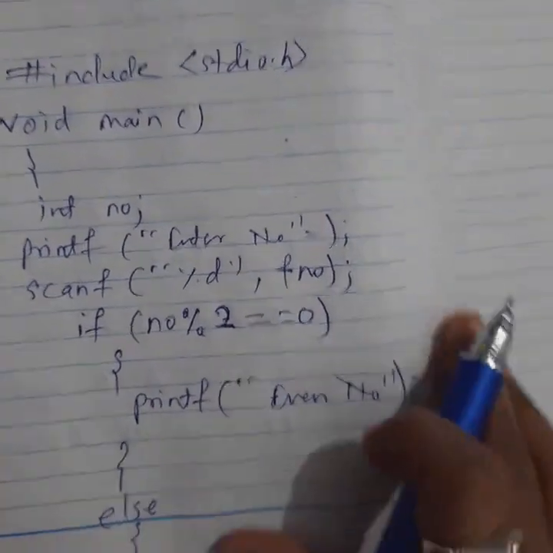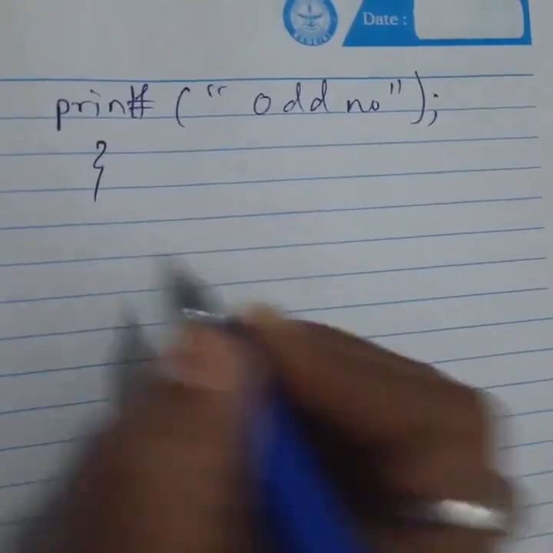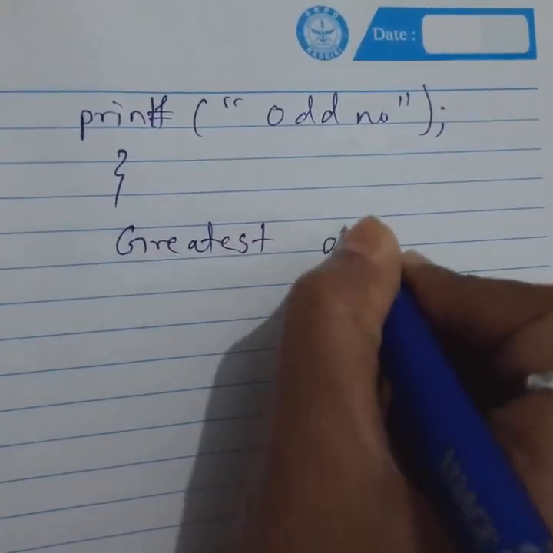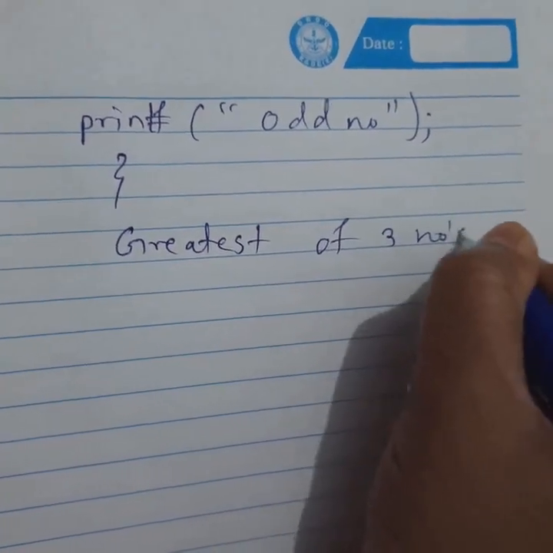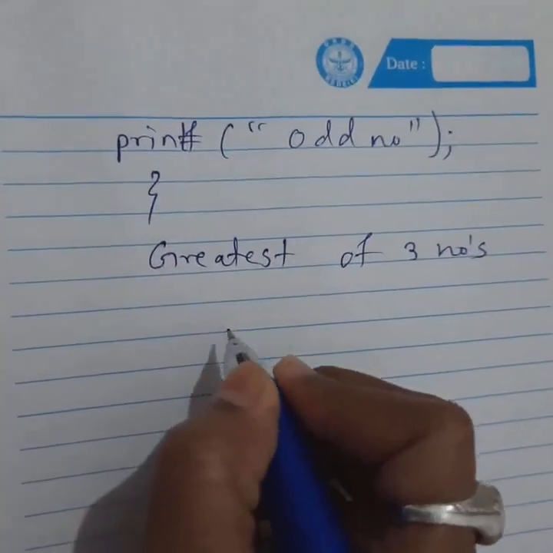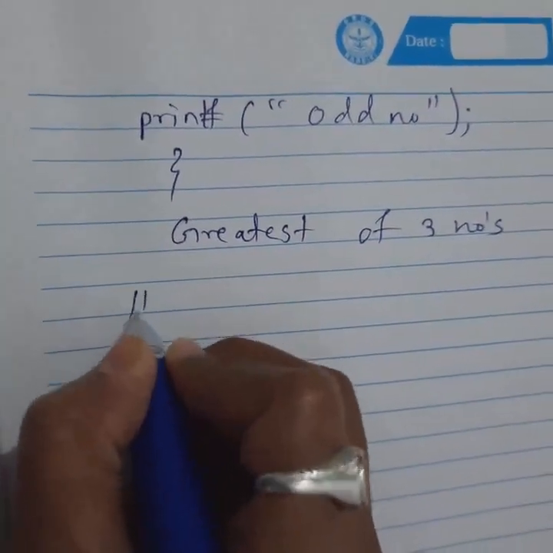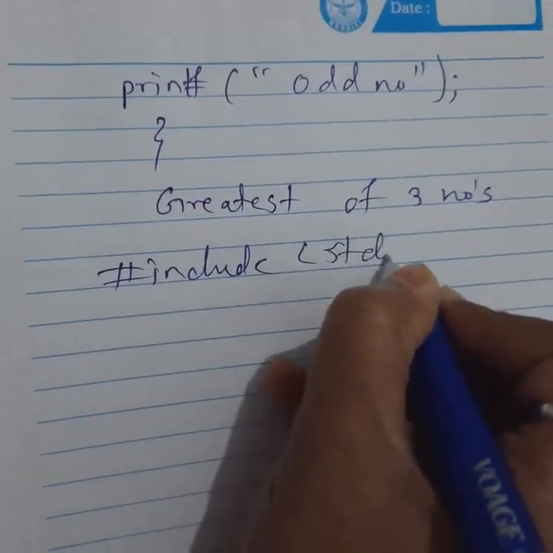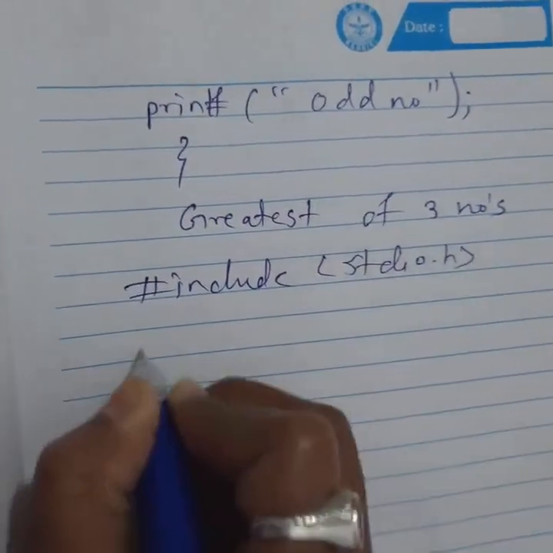Now I will explain the next program, the else if statement, greatest of 3 numbers, a new program. I will explain how to write this program. The else if statement will be used here. For that, starting from the header file, hash include stdio.h. After that, void main.